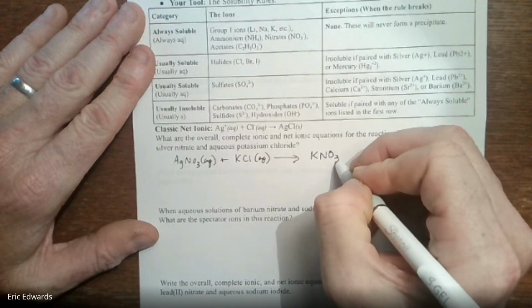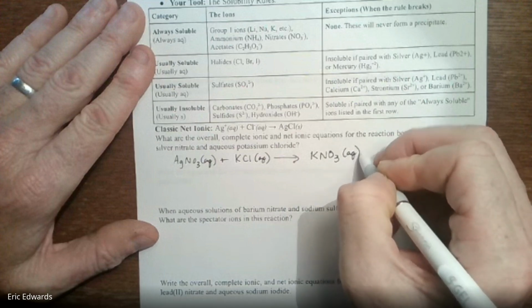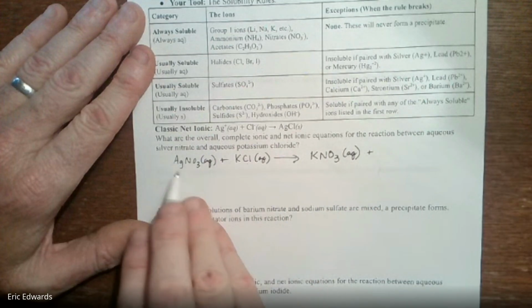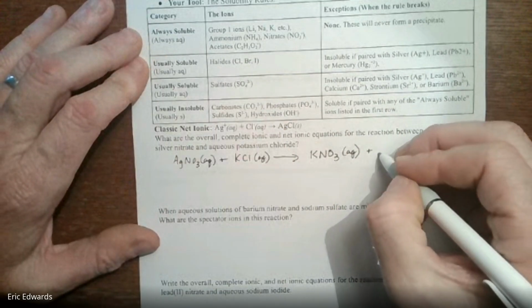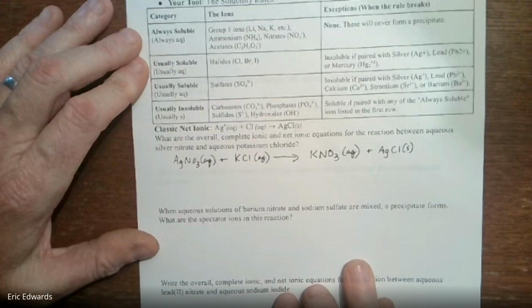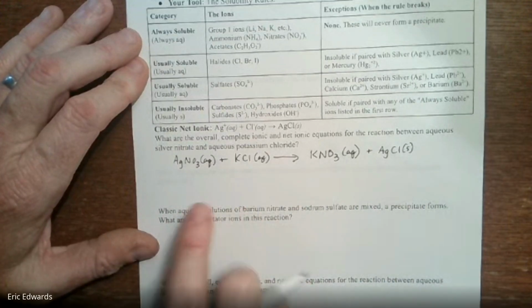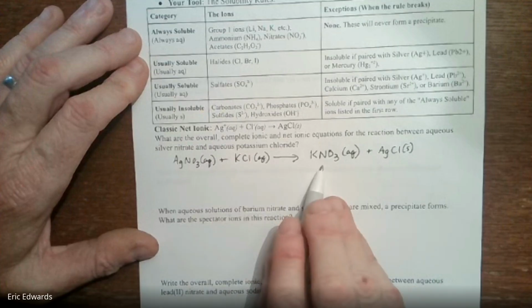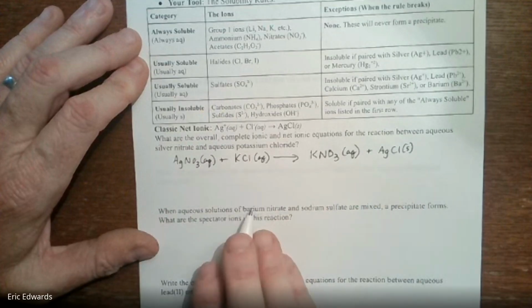So we're going to get KNO3 aqueous. And here's that example of Ag. Remember, silver with the halides is now going to become a solid. So AgCl, and that's going to be the solid. Okay, so that's the overall equation for it. And in this case, everything is balanced. There's one of each of everything over there.